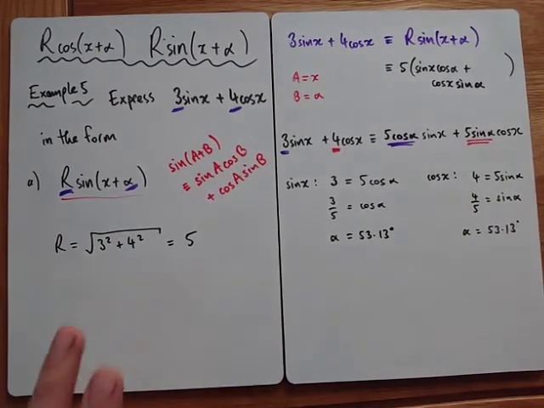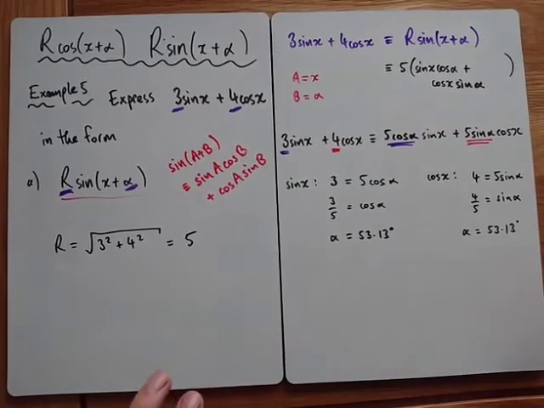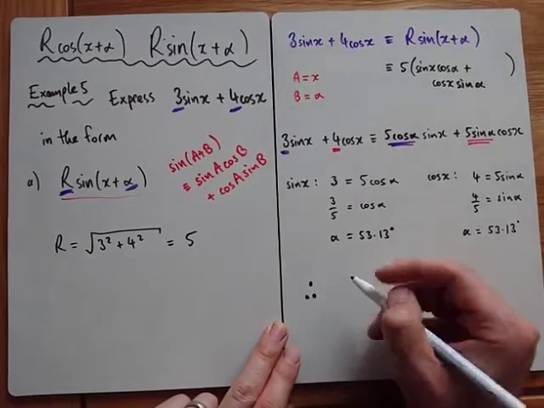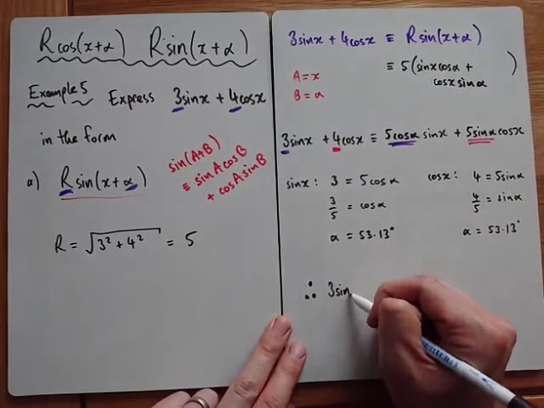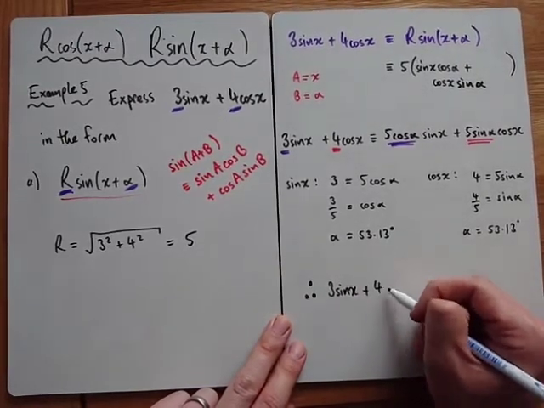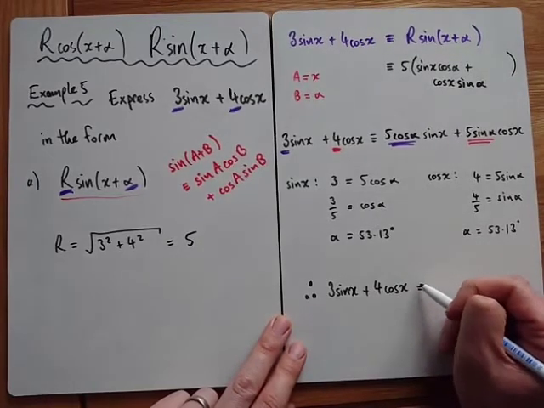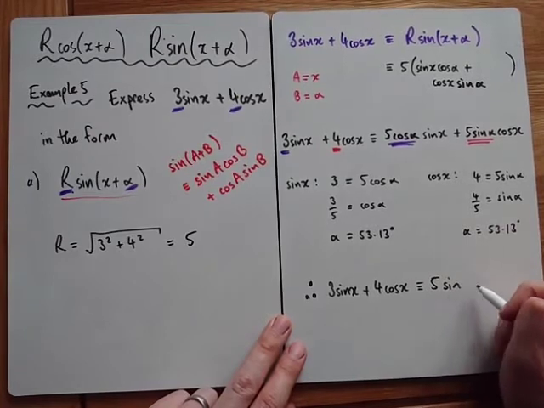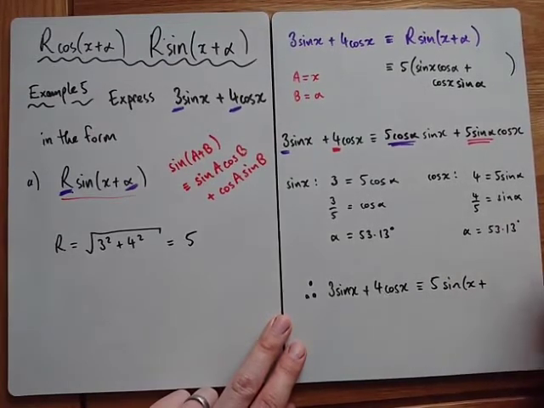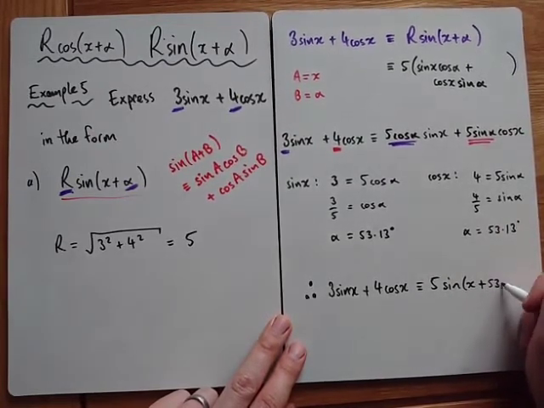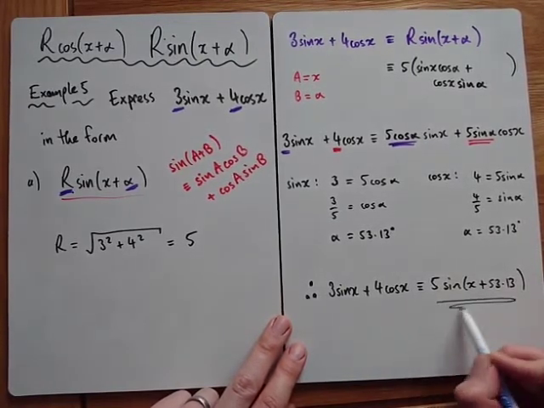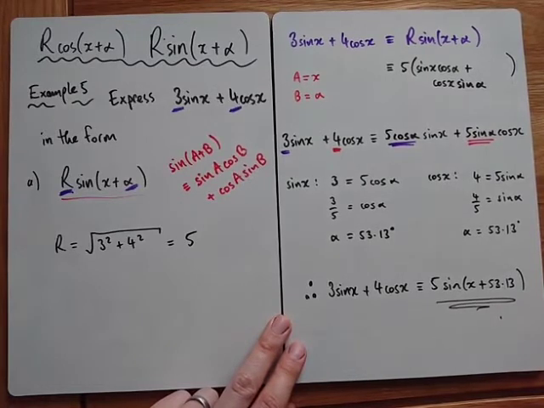Okay, so we've answered the question. Well, have we answered the question? It says express it in the form. So therefore, we know that 3 sine x plus 4 cos x is exactly the same as r, which is 5, sine of x plus alpha, which is 53.13. And that is really, really useful. You'll see why in a couple of examples to follow. We'll use this form for the rest of the question.